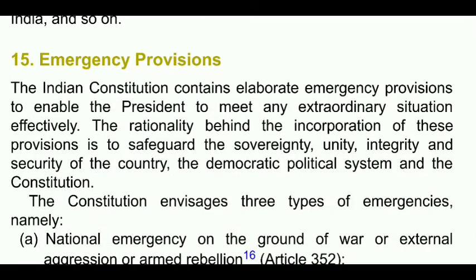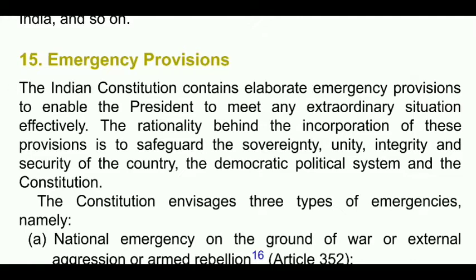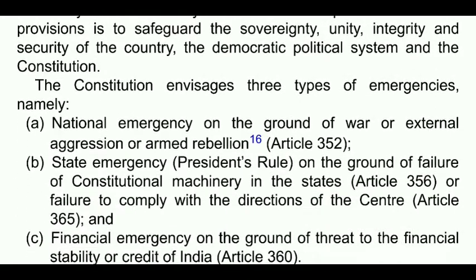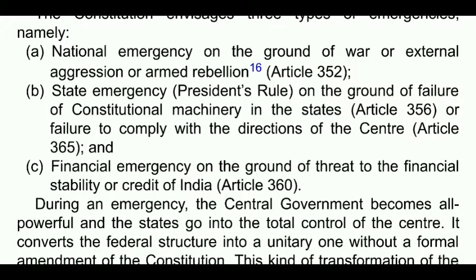15th, Emergency Provisions. The Indian Constitution contains elaborate emergency provisions to enable the President to meet any extraordinary situation effectively. The rationale behind the incorporation of these provisions is to safeguard the sovereignty, unity, integrity, and security of the country, the democratic political system, and the Constitution. The Constitution envisages three types of emergencies, namely, first, national emergency on the ground of war or external aggression or armed rebellion, Article 352. Second, state emergency, President's rule on the ground of failure of constitutional machinery in the states, Article 356, or failure to comply with the directions of the center, Article 365.